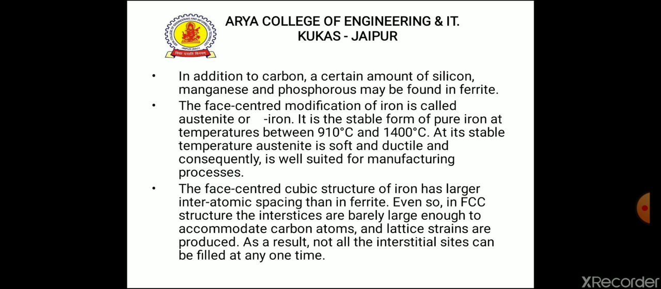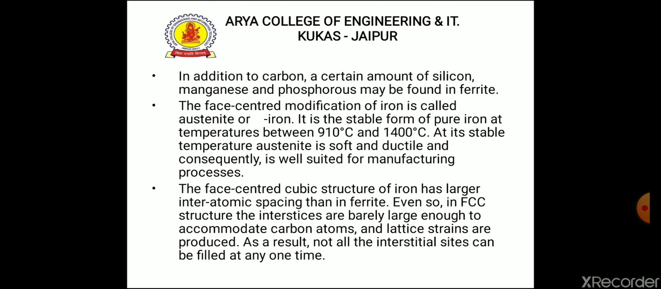In addition to carbon, a certain amount of silicon, manganese and phosphorus may be found in ferrite. The face centered modification of iron is called austenite or gamma iron. It is the stable form of pure iron at temperatures between 910 degrees centigrade and 1400 degrees centigrade. At its stable temperature, austenite is soft and ductile and consequently is well suited for manufacturing processes.